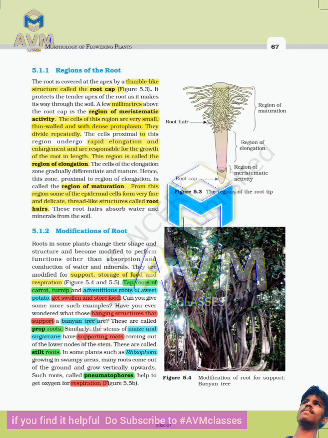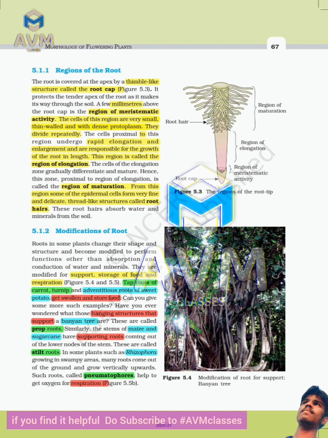5.1.1 Regions of the root. The root is covered at the apex by a thimble-like structure called the root cap. It protects the tender apex of the root as it makes its way through the soil. A few millimeters above the root cap is the region of meristematic activity. The cells of this region are very small, thin-walled and with dense protoplasm. They divide repeatedly. The cells proximal to this region undergo rapid elongation and enlargement and are responsible for the growth of the root in length.